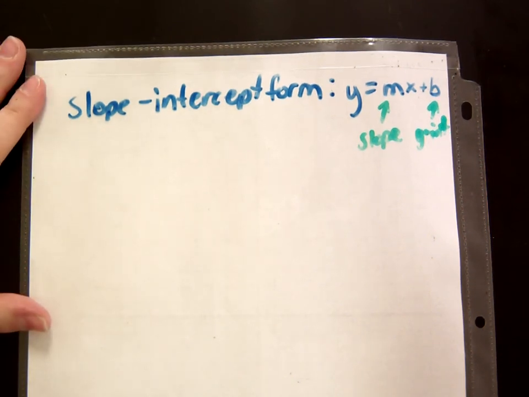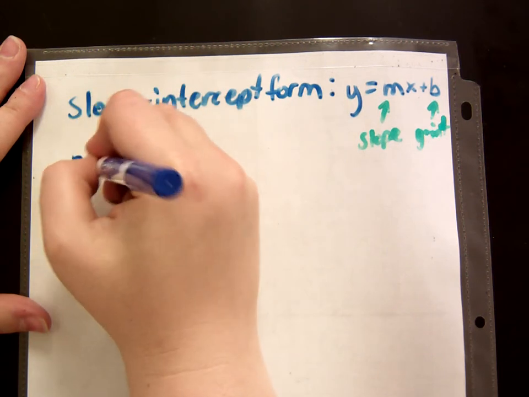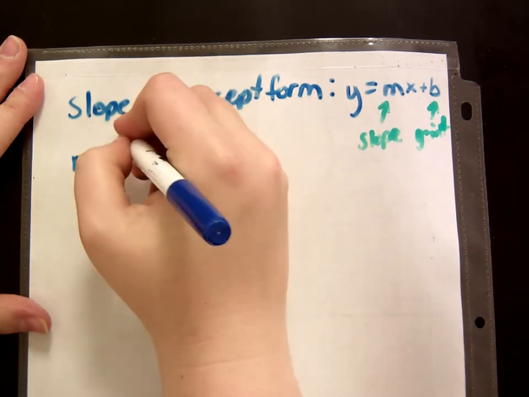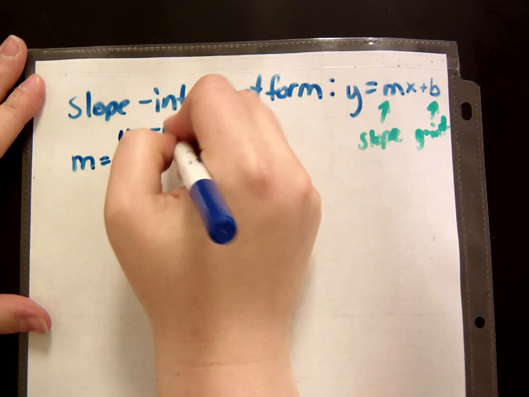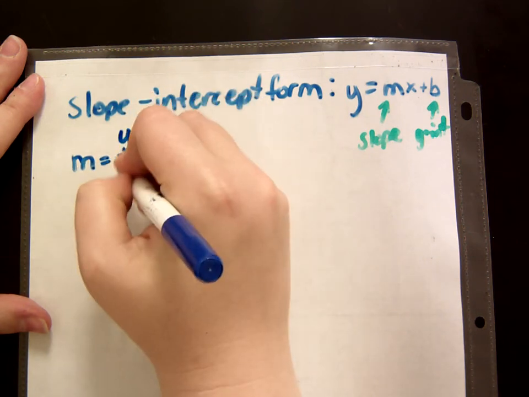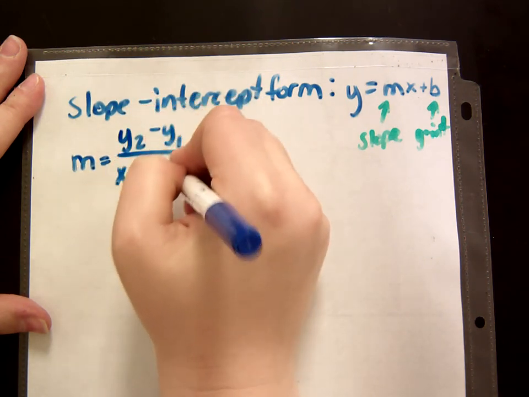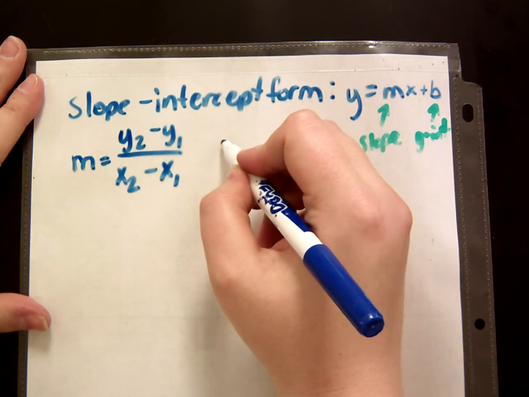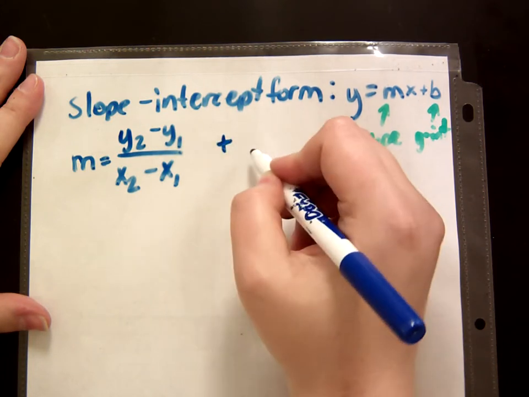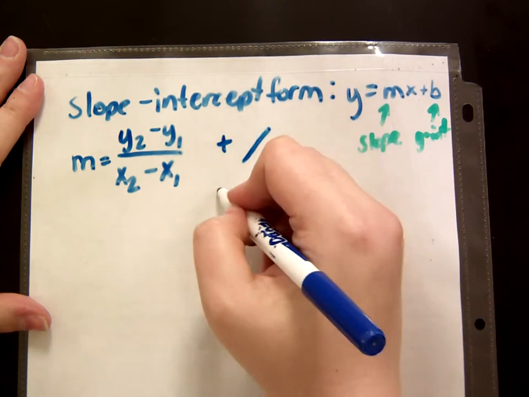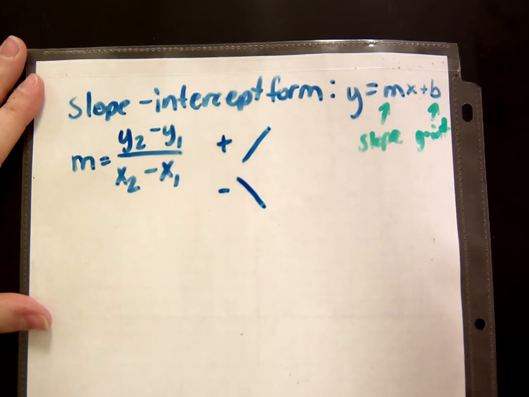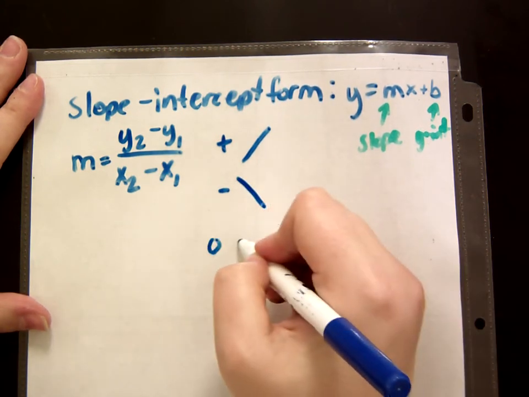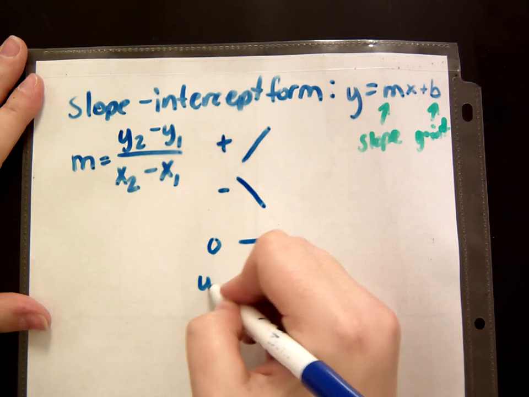Now, a couple of things about slope. Remember, the formula for slope is your change in y over change in x. So subtract your y's and subtract your x's to get slope. The other thing is the types of slope. There's a positive slope, which slants this way. A negative slope slants that way. A zero slope is a flat line. And undefined is a vertical line.